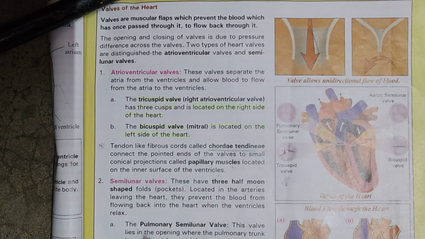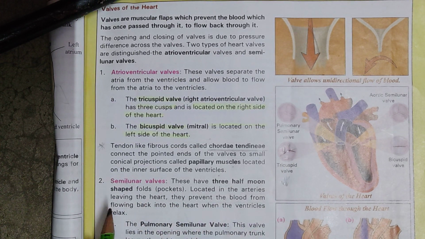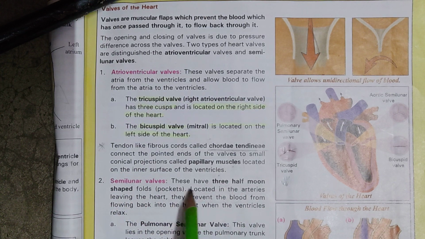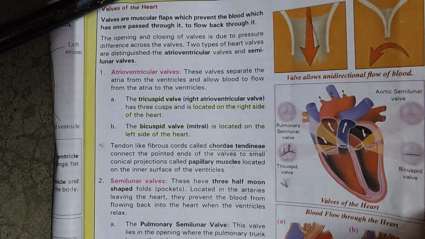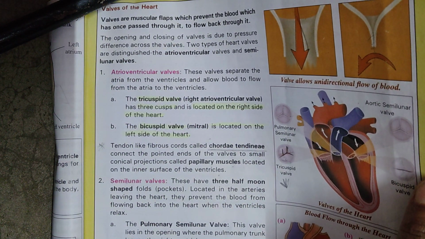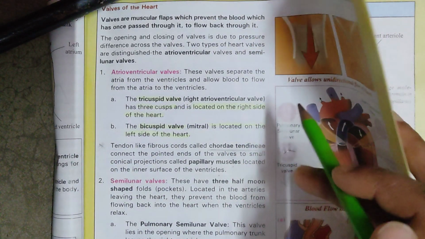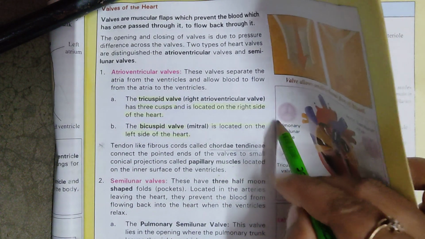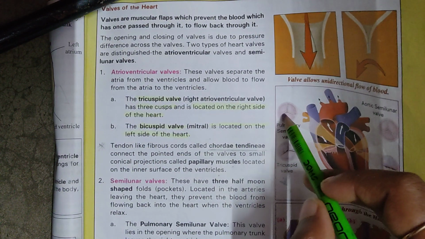Next we are moving on to the semilunar valves. Where do we find them? In the pulmonary and in the aortic. They have a three half-moon shape. They form pockets, and these are also like cusps. Here you can see the pulmonary semilunar valve, and this one is the aortic semilunar valve. In the pulmonary semilunar valve there are three similar cusps, like the tricuspid, but with a little bit of difference.